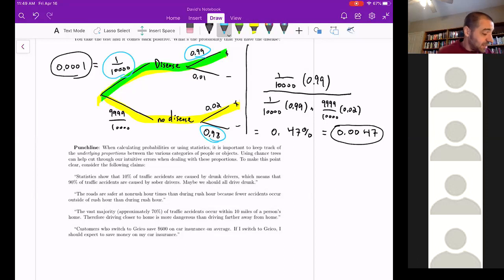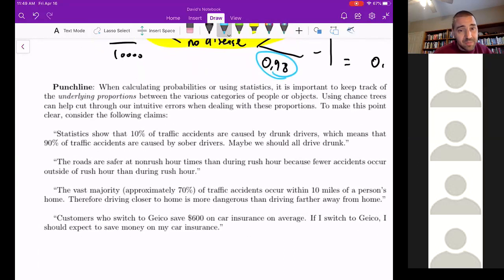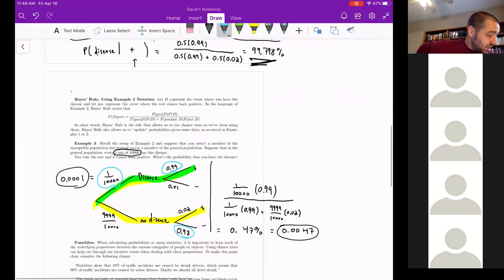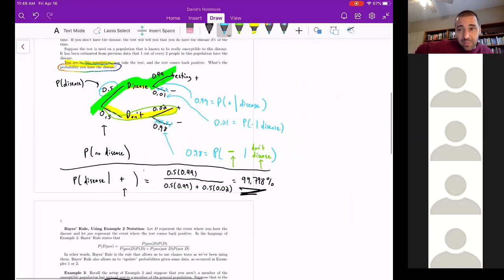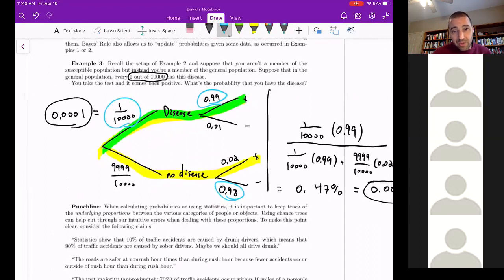Anyway, all that aside, let me just conclude the section by pointing this out. One of the punchlines of these examples is that you have to keep track of the underlying proportions between various categories of people or objects when you're thinking about probabilities. In this first example, 50% of your population had the disease, so it made sense to run this test and then interpret the results properly. With a scenario where the underlying proportion of the population is only 1 in 10,000 who have the disease, you have to be much more careful about applying this test.